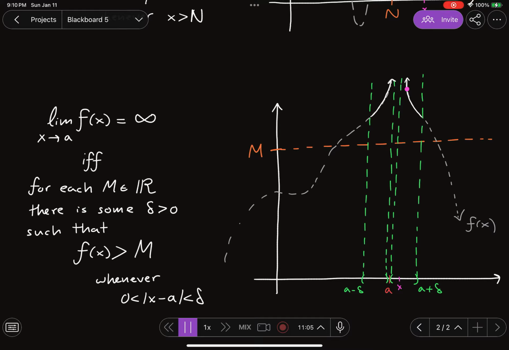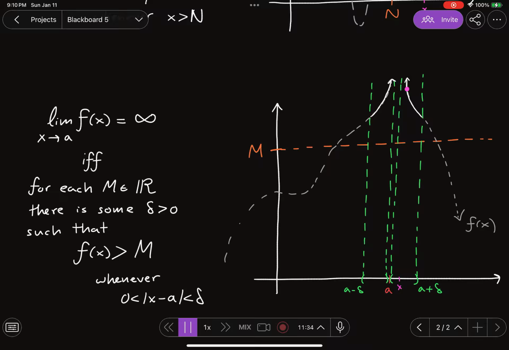So for each real number m, and we want to imagine this m as very big, but it is a real number, so it's not infinity. It's a very big real number. Googol, or googol to the power of googol, or something insane. There is some very small delta, bigger than 0, such that f of x will always be observed to be bigger than m if we grab x to be closer than delta away from a.